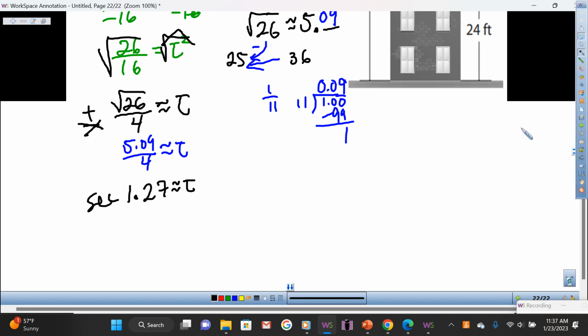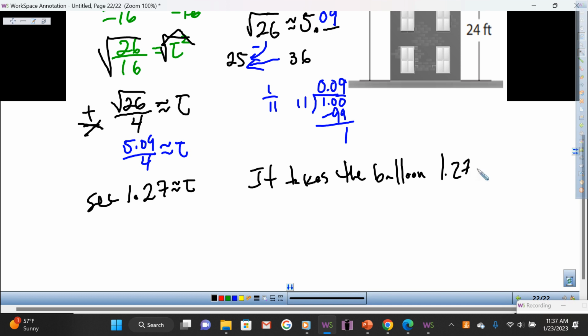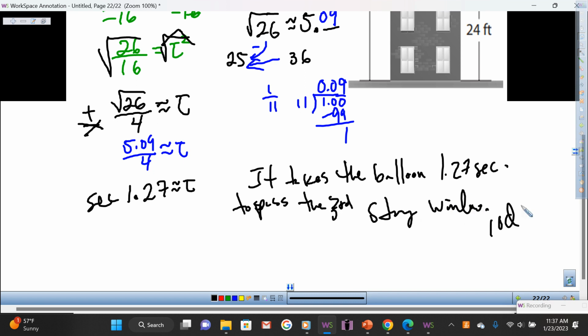So, statement. It takes the balloon 1.27 seconds to pass the third story window. Thank you. Approximately.